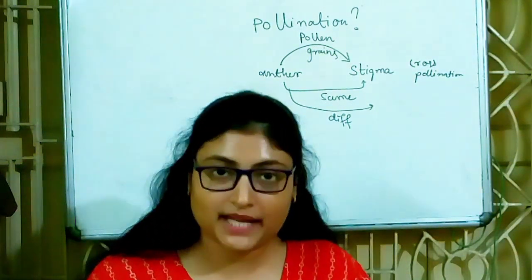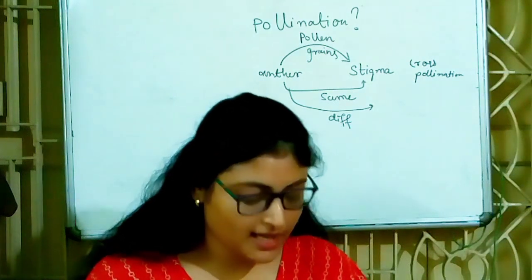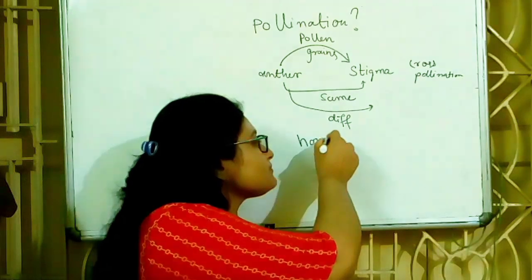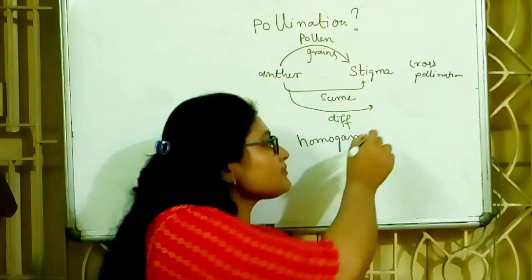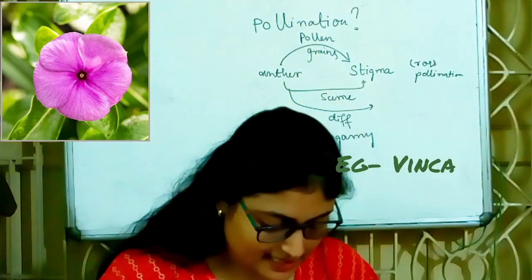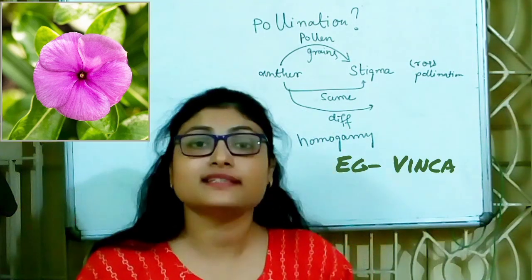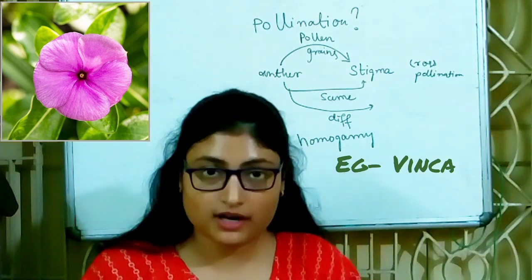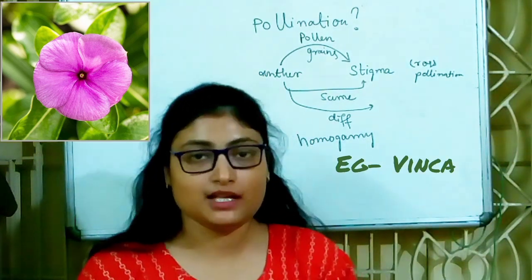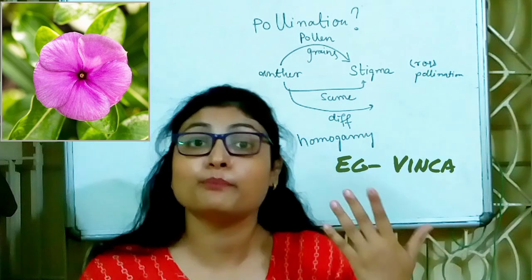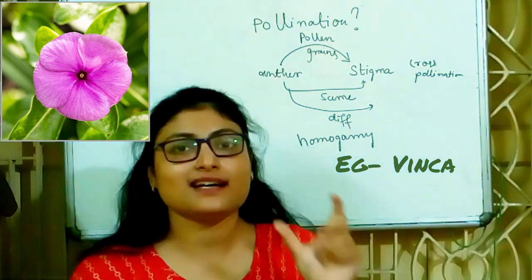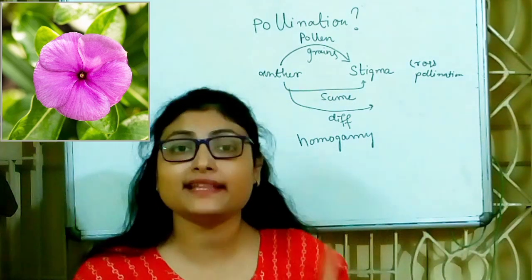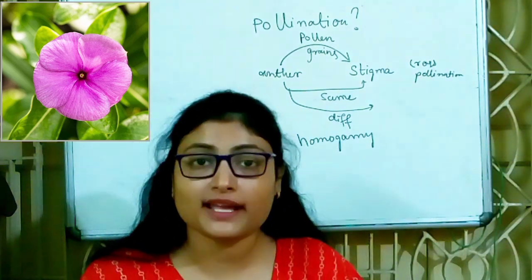There are some adaptations for self-pollination. Now homogamy, do you know what is homogamy? Homogamy is where the stamen, that is the male part, and the stigma mature at the same time. So the timing is same, timing for maturation. Okay, so there is a certain point where this kind of pollination can take place. That is when the reproductive organs are mature.